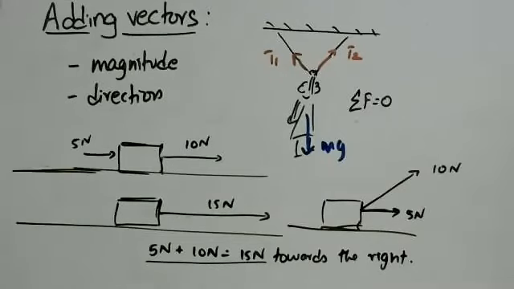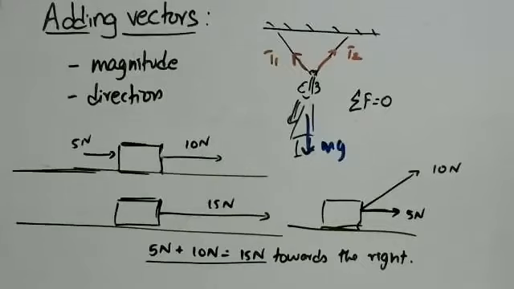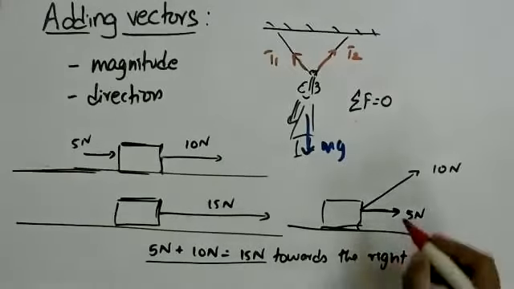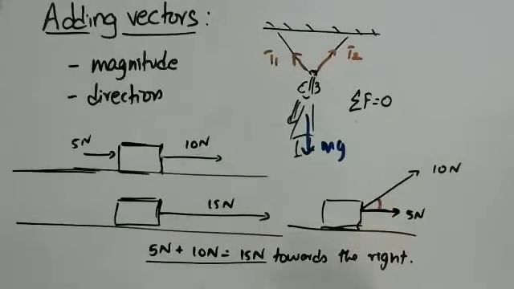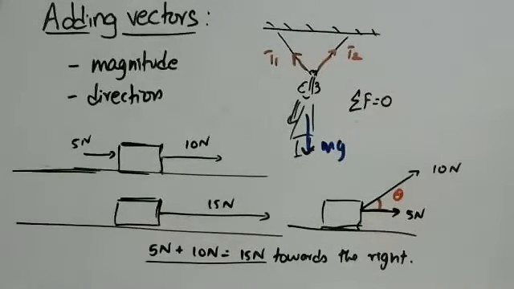Now we come to the slightly more complex situation where the two forces of 5 Newton and 10 Newton are acting at an angle to each other. I'm just going to state an angle over here. It can be anything. An angle theta.